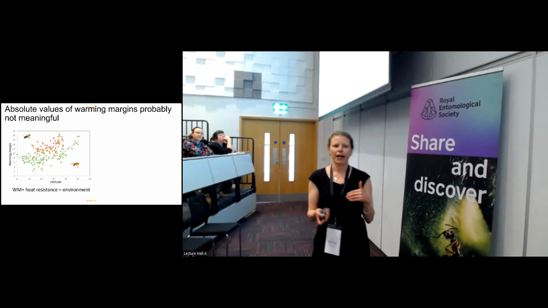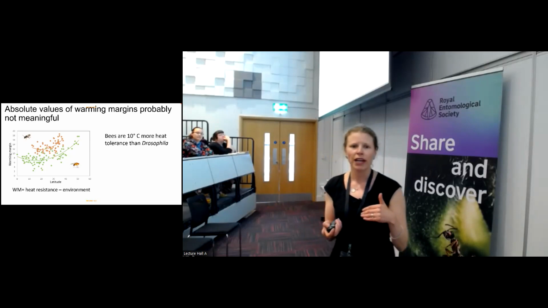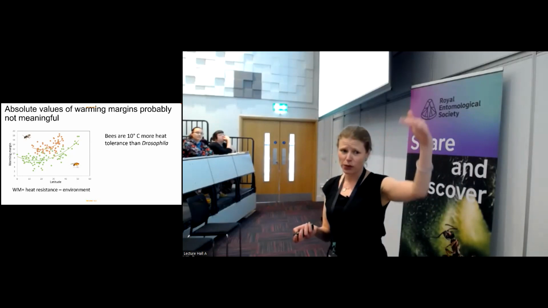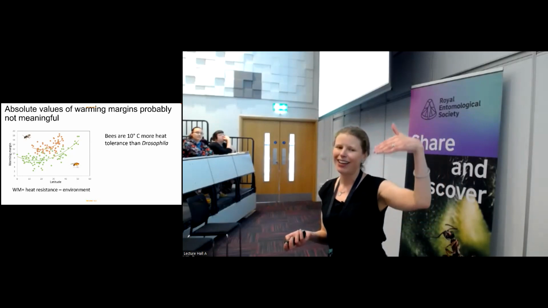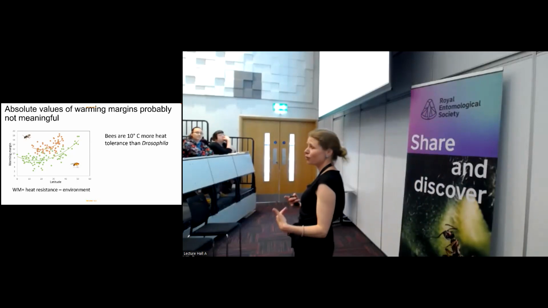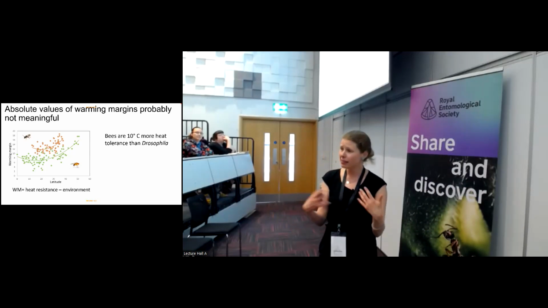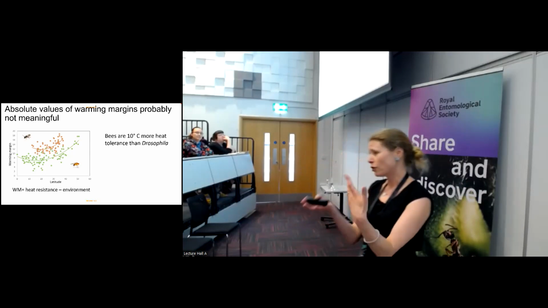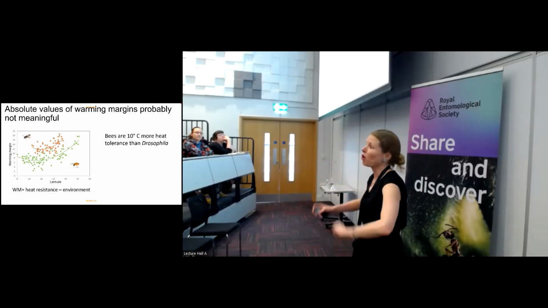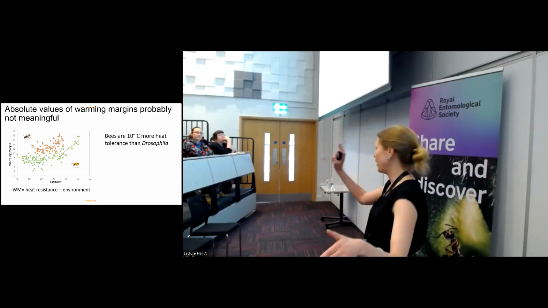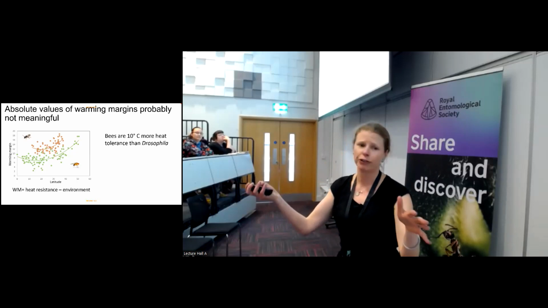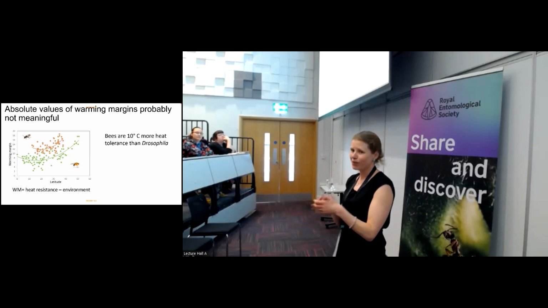But I think where these warming margins can be useful is in making comparisons between species. It's quite surprising how much more resistant bees are in comparison to Drosophila. And I suspect that is something to do with their ecologies. Drosophila are hanging out in the dirt and eating rotten fruit, and they're active in the morning and in the evening. And our native bees are foraging for resources in the middle of the day. So I think this is really important.